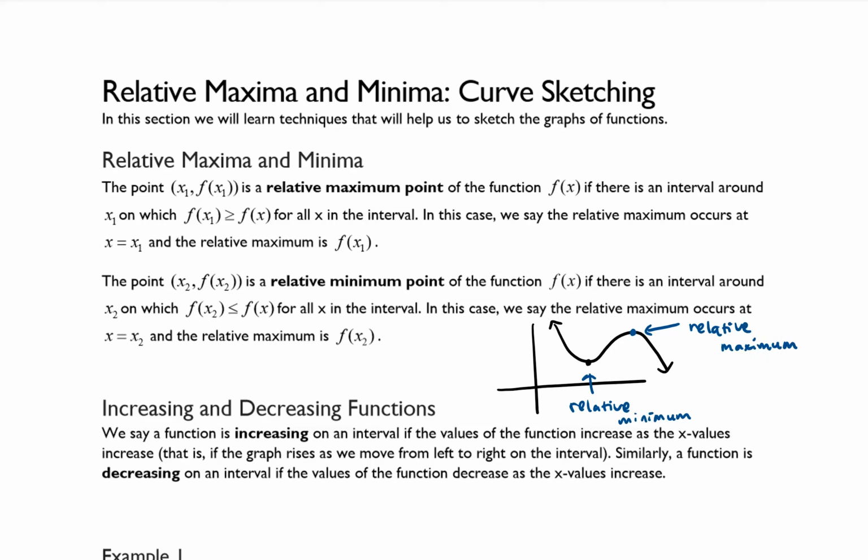So basically, a relative maximum is just the greatest point in an area, in an interval, maybe from here to here. And similarly, a relative minimum is just the lowest point on the graph for an interval, maybe from here to here or something like that.